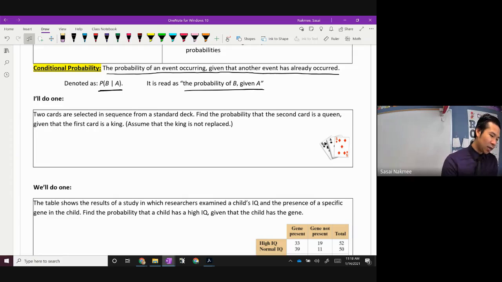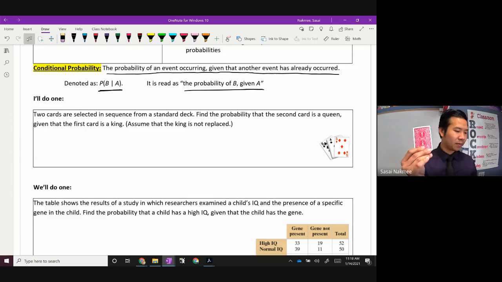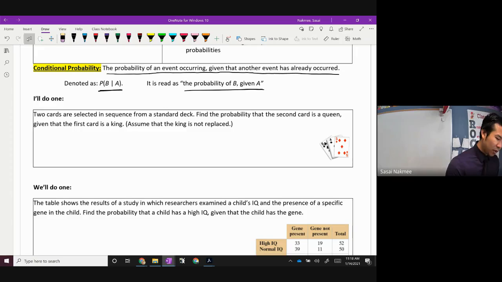This one's asking, there are 2 cards being selected in sequence. So you're going to draw 1 card, and then you're going to draw a second card. Now, they're asking for the probability just of the second card, not of the first card. They're asking, what's the probability that the second card is a queen given that the first card is a king? So the probability here will be written like this: what's the probability that the card you're drawing is a queen given that the first card that was drawn is a king?